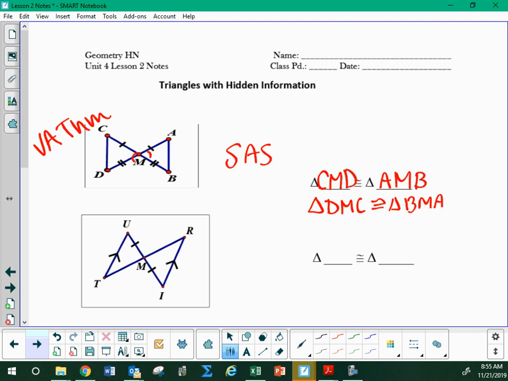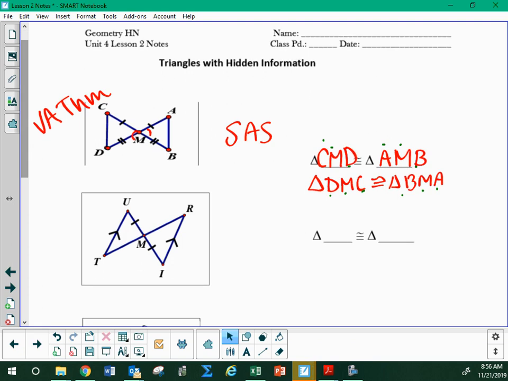Okay, so what I'm doing is I'm looking to see that C and A are in the same spot, that M and M are in the same spot, and that D and B are in the same spot. So if on your homework you'd like to write it vertically, it's a little bit easier to check it that way. That's fine. Okay. Questions on that first one?